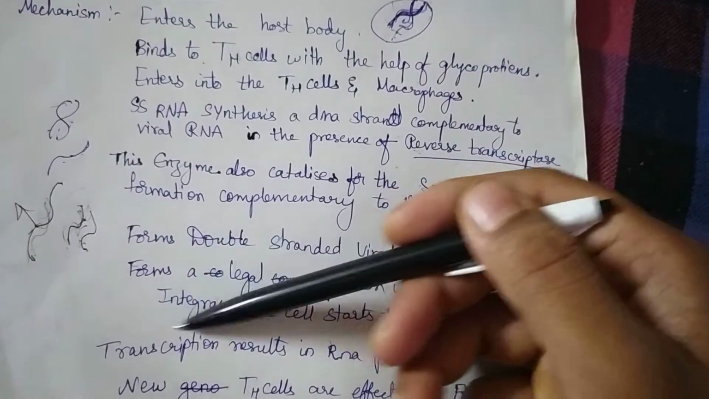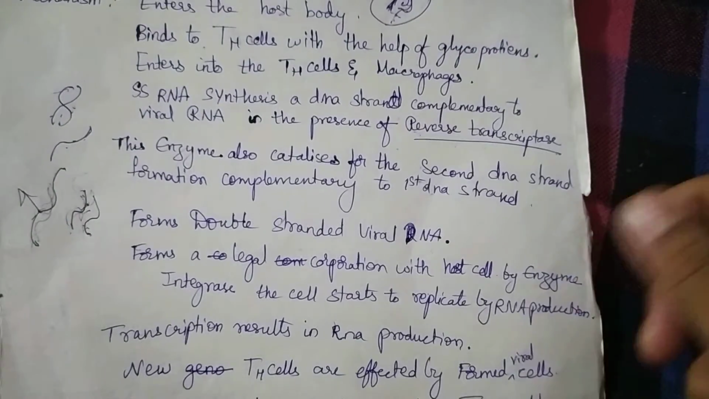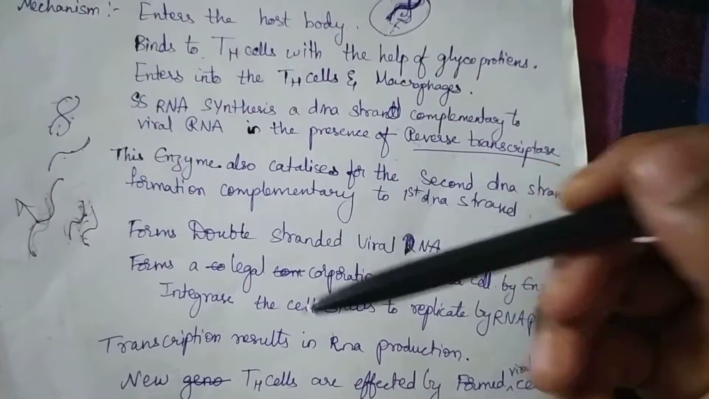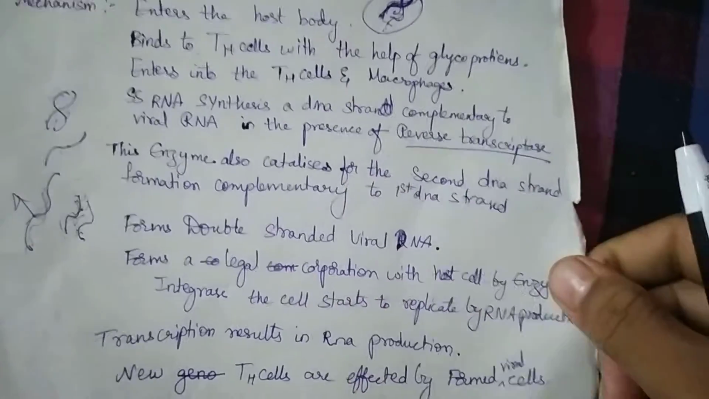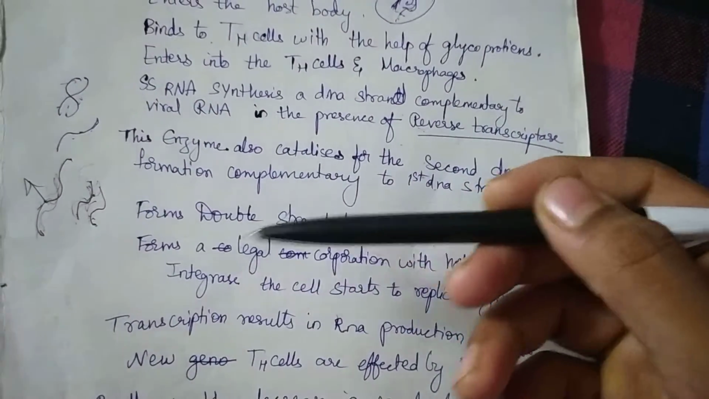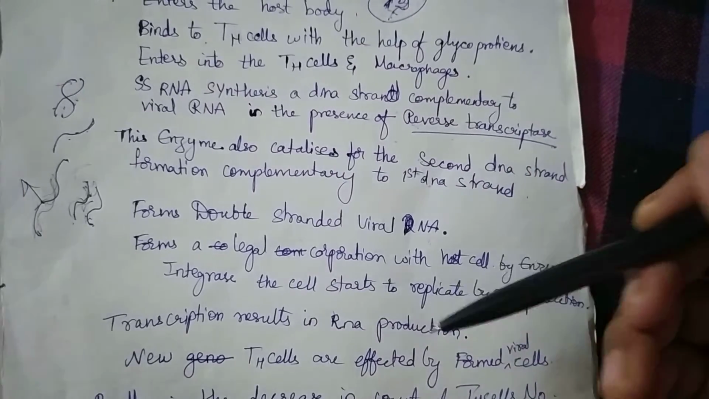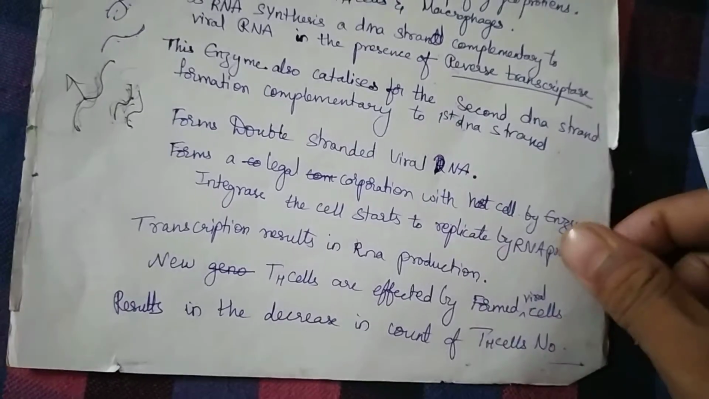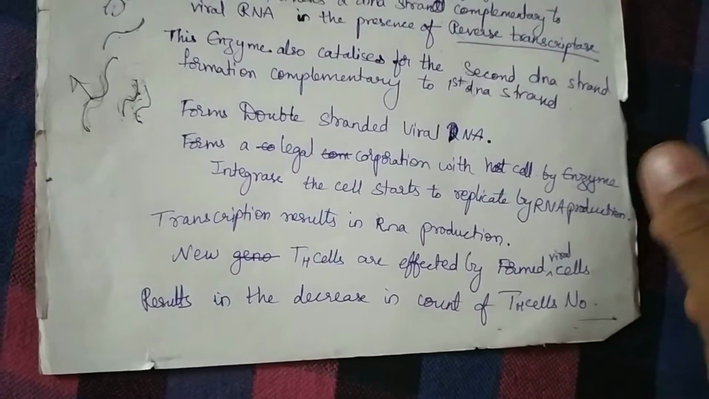With the help of the integrase enzyme, it forms a legal cooperation with the host cell. So this enzyme helps in acceptance of the viral strand by the host cell. It makes the host cell accept the viral strand. After it accepts, transcription of RNA starts and new viral cells are formed, which attack new Th cells, and the Th cell count decreases.